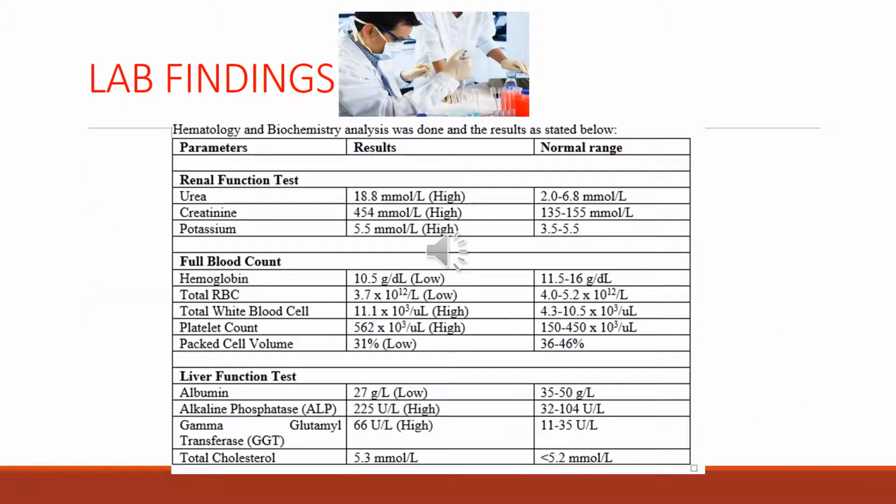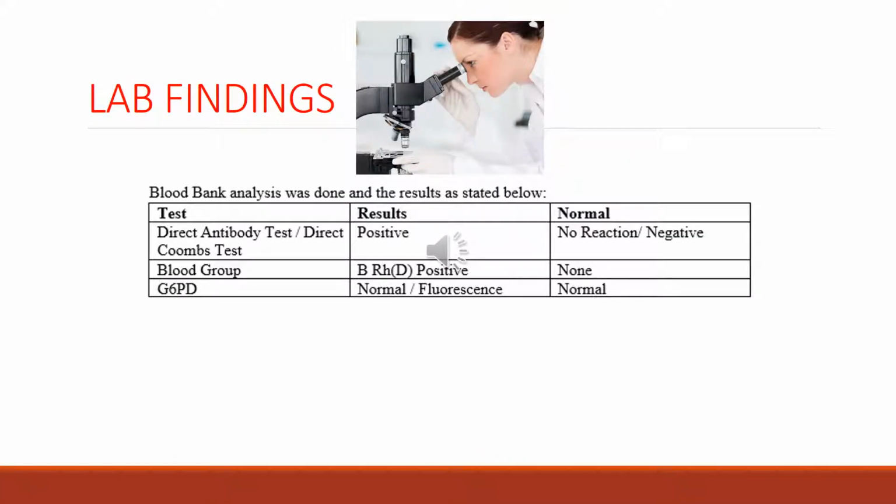As suspected, a hemodialysis patient will have a high range for urea, creatinine, and potassium, while for full blood count, the patient happens to have a low hemoglobin, total RBC, and packed cell volume. After blood was transfused, the patient suffered transfusion reactions. As requested by physicians, blood bank analysis was done, and the result was positive for DAT.